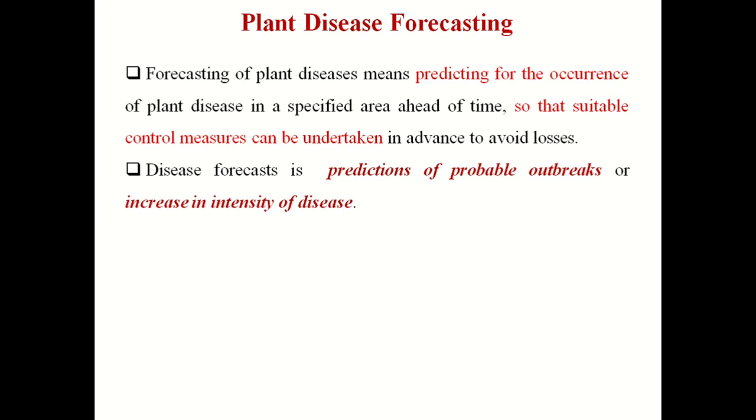We all know weather forecasting very well, and the importance of weather forecasting to farmers and other people. Similarly, plant disease forecasting is also very helpful to the farmer. Plant disease forecasting means predicting the occurrence of plant disease in a specific area before the disease develops, in advance, so that suitable control measures can be taken and we can save the crop, and ultimately save yield losses. It is prediction of the probable outbreak of the disease. You can also say it is the prediction of increasing intensity of disease in future.